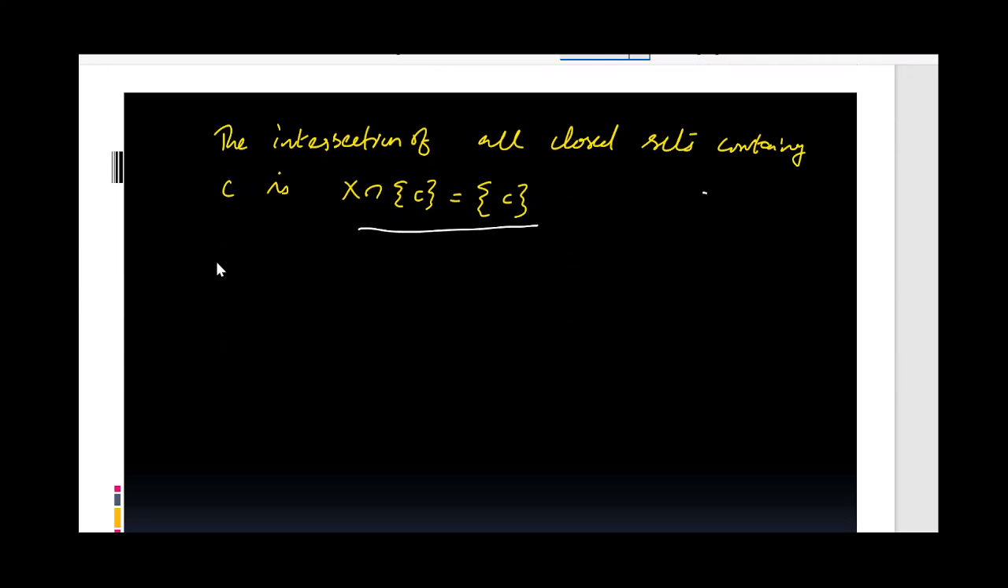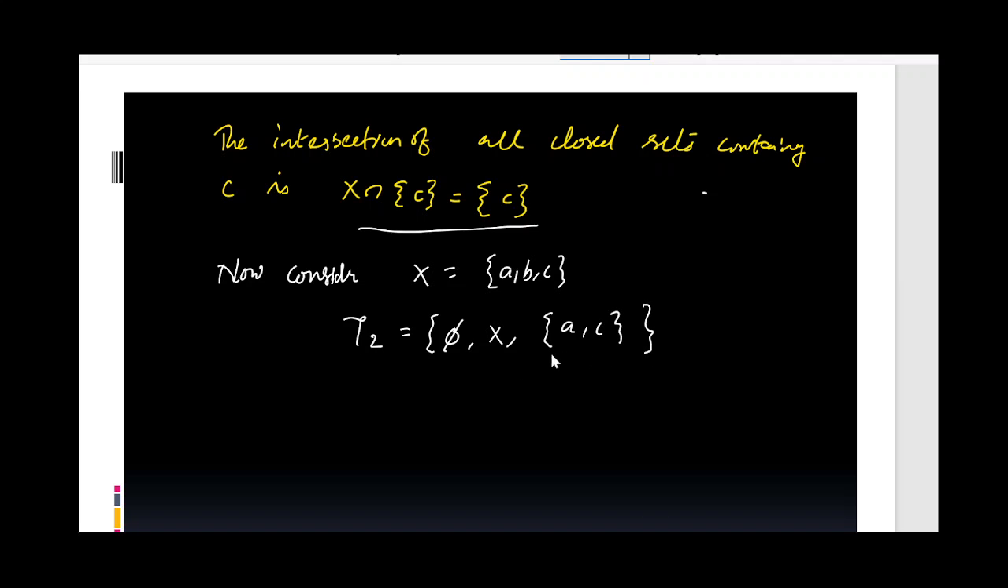Next we will have another topology on this set. Now consider our set X equal to {a, b, c} and consider another topology T2 equal to {empty set, X, and {a,c}}. Now this is another topology. Have you got any doubt? Will it form a topology? Definitely it will. The reason is that X and phi are there, then if you take the union you will get X, and if you take the intersection you will get only {a,c} or the empty set, right? So this will again form a topology.